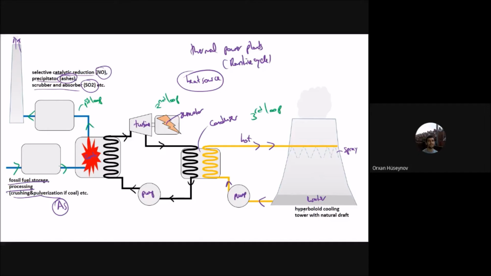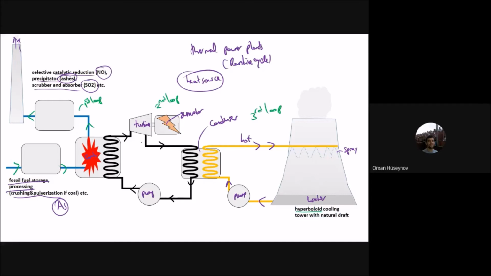Also, one more thing here is that the cooling towers are in the form of a hyperboloid. This is for the structure of the cooling towers. It gives better strength, and also better natural draft inside the system.